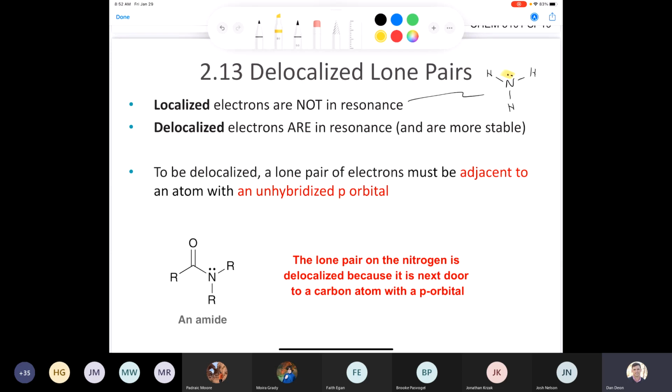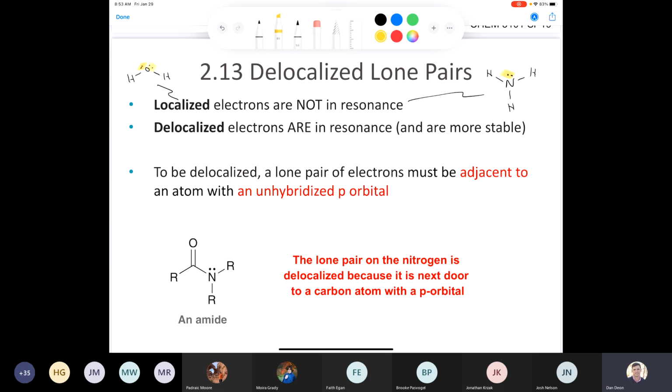Let me give you another example. Ever heard of this molecule? H2O, okay? There's two lone pairs on the oxygen, right? Those lone pairs are localized. They're not going anywhere. There is no resonance contributor that you can draw for either lone pair on a water molecule. Those are localized. They're stuck in one spot.